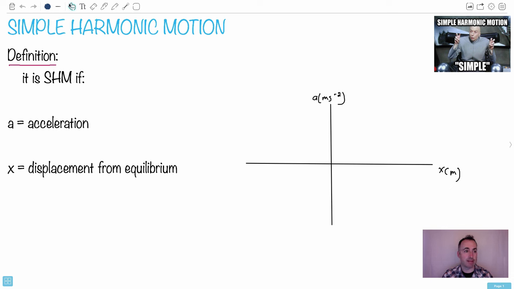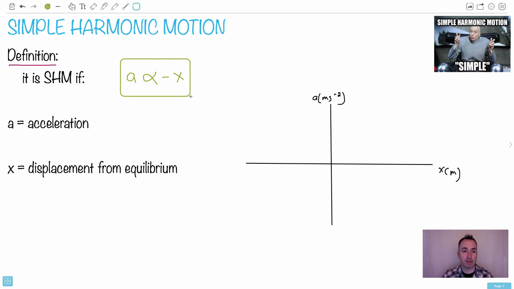And this is actually a really important definition. I'm going to put it in green. We're going to say this: if, now watch carefully what this means here. This right here means the acceleration. Remember what this alpha symbol means? It means proportional to, and it's going to be negative x. This is going to be what we need here.